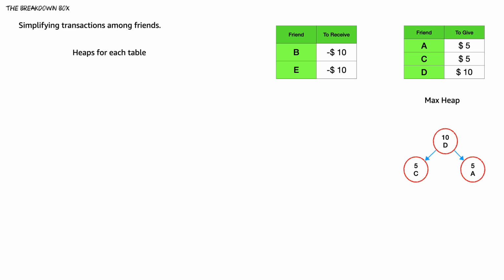Here D owes $10, A owes $5 and C owes $5. We have marked each node with the friend's name because we want to track who has to pay and how much.